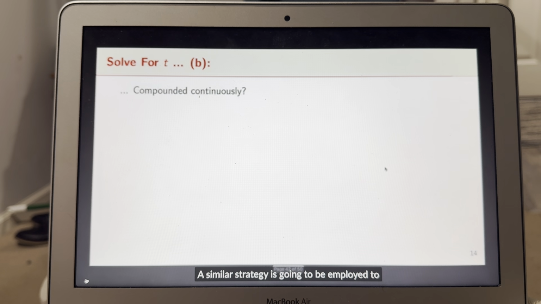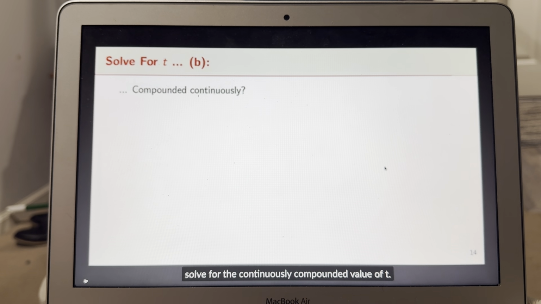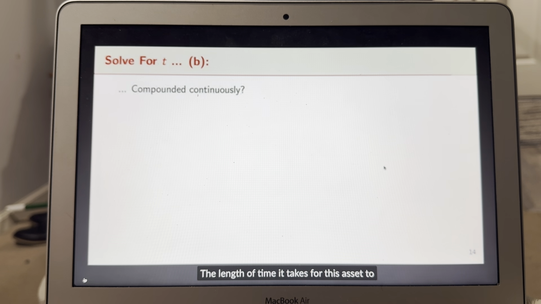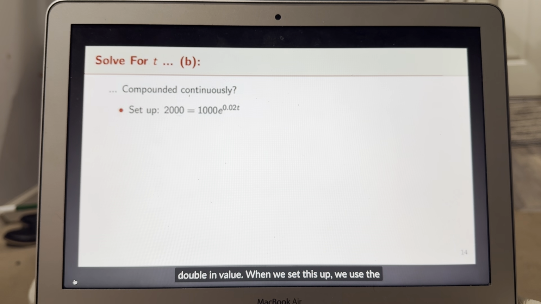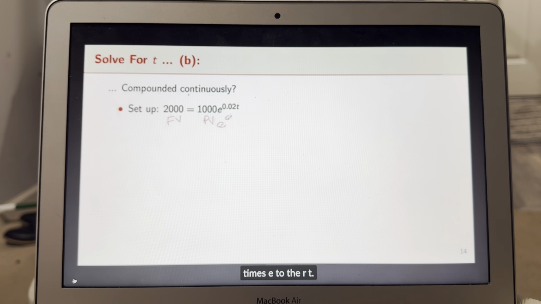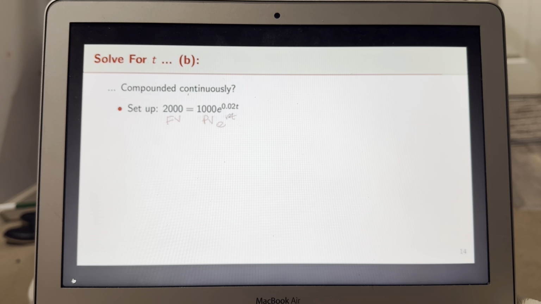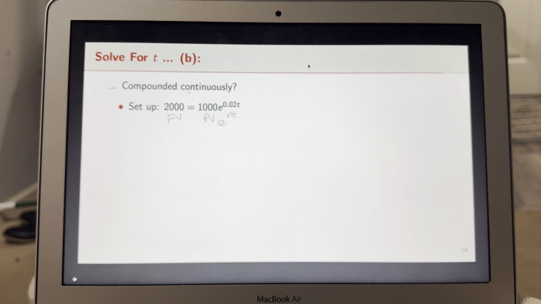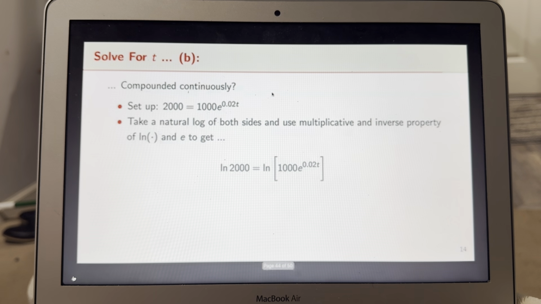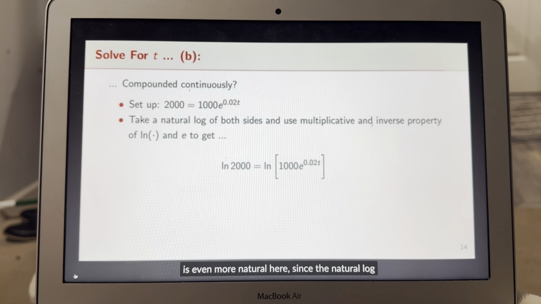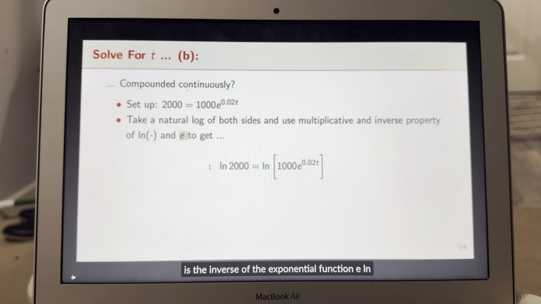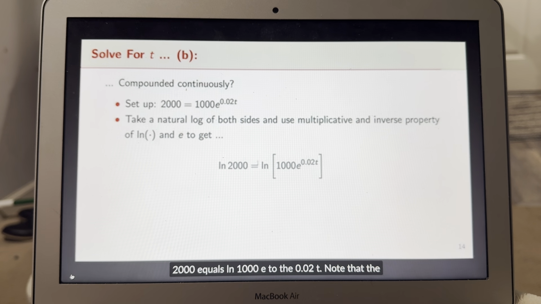A similar strategy is going to be employed to solve for the continuously compounded value of t, the length of time it takes for this asset to double in value. When we set this up, we use the continuous compounding formula, and that tells us that we have future value equals present value times e to the rt. If we take a natural log of both sides, natural log is even more natural here, since the natural log is the inverse of the exponential function, e. ln 2000 equals ln 1000 e to the 0.02t.